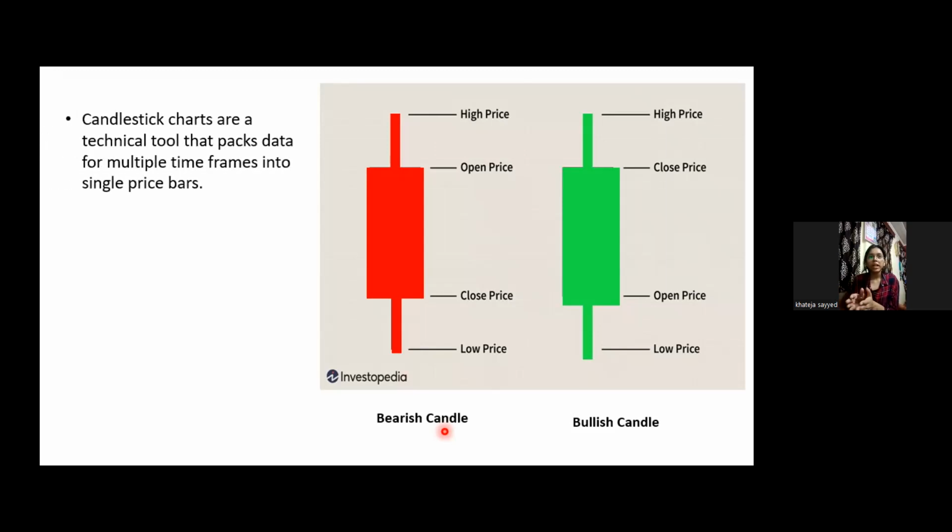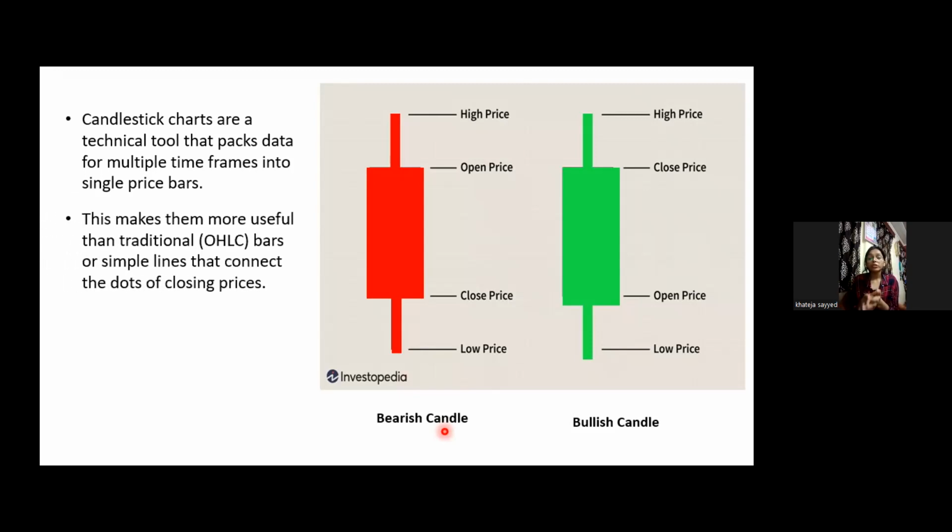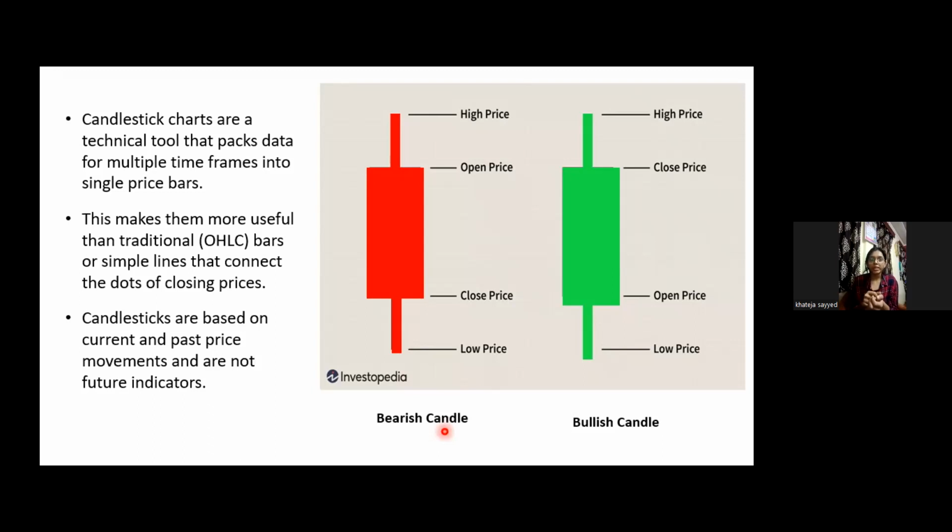These are the tools that pack data for multiple time frames, and they are more useful than the traditional bars. OHLC is the open, high, low, close bars. And they are based on current and past price movements. They are not future indicators.